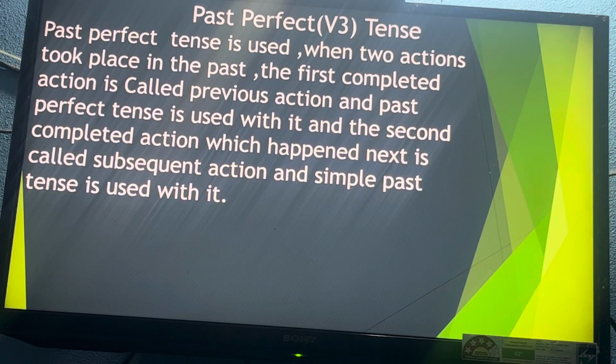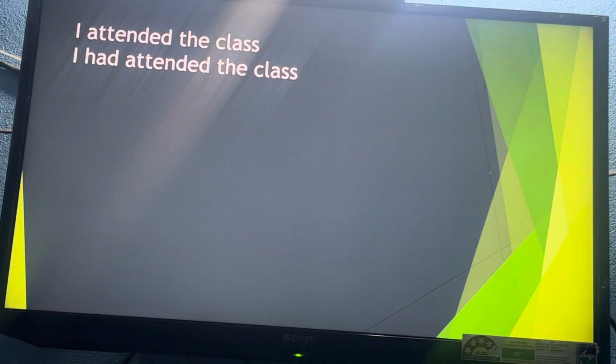Hello everyone. So now we are going to start our new series, that is past perfect. In our previous series we have discussed the past continuous. From the same we are going to continue, that is the next is past perfect. Before getting into the definition, let's try to understand what actually past perfect is and why we need to learn it.